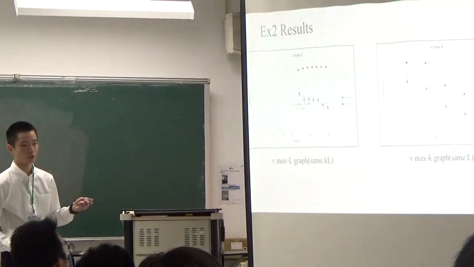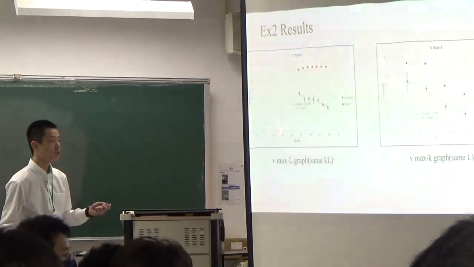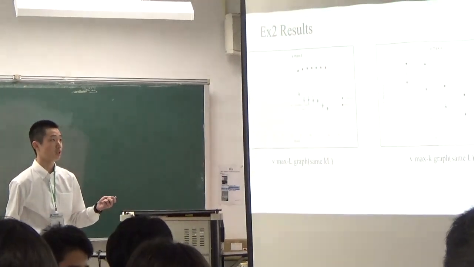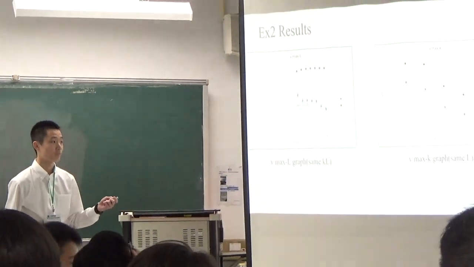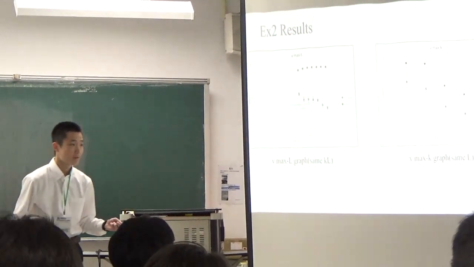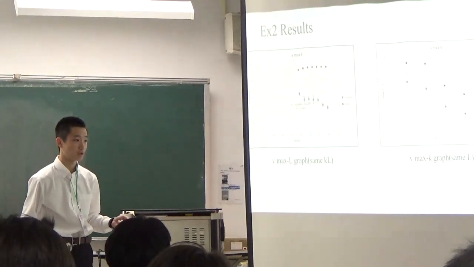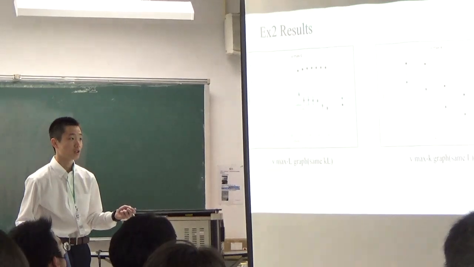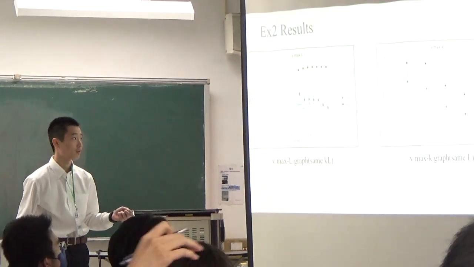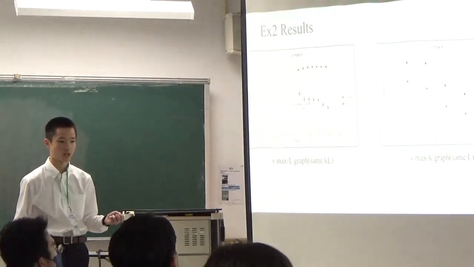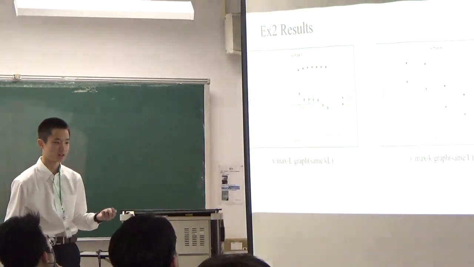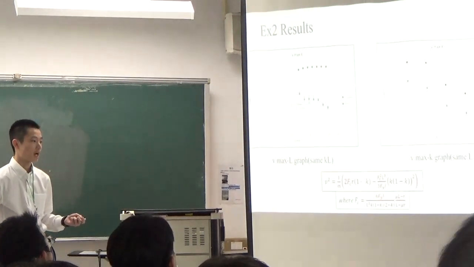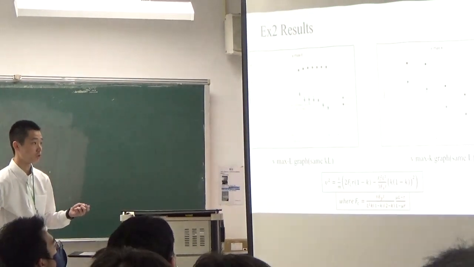This is the result for experiment 2. The left picture shows the relationship between Vmax and L. The red point is the theory prediction, the blue point is the experiment result. The right picture shows the relationship between Vmax and K, and also the red point is the theory prediction, the blue point is the experiment result. There are some deviations because of errors, such as I didn't consider energy loss in my theory. I use these two formulas to get the theory prediction.